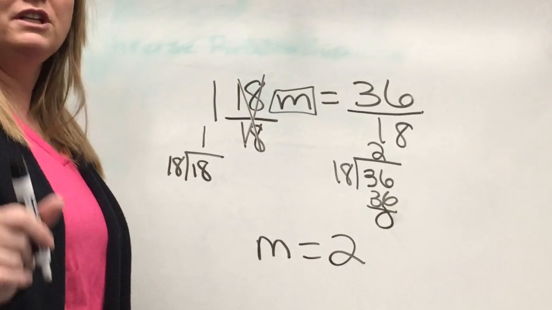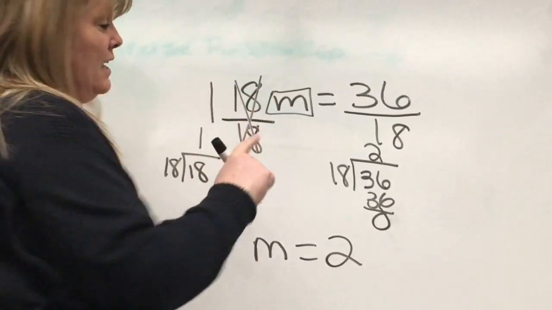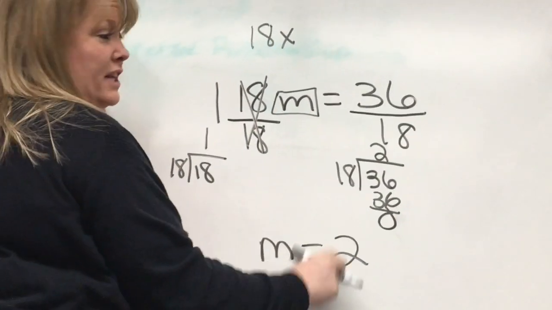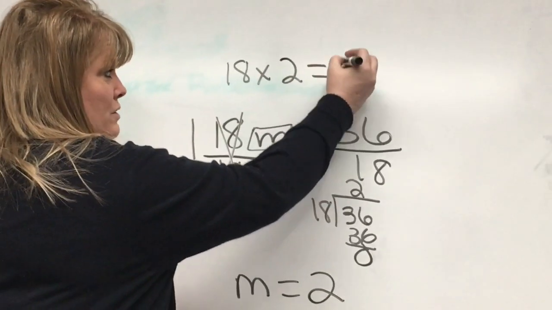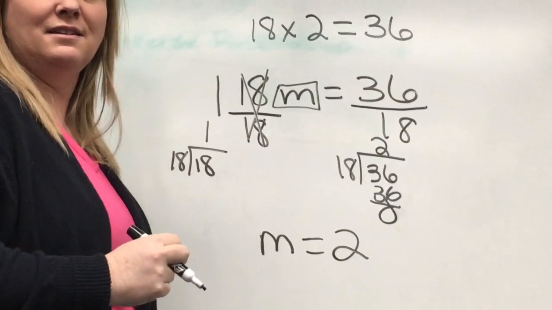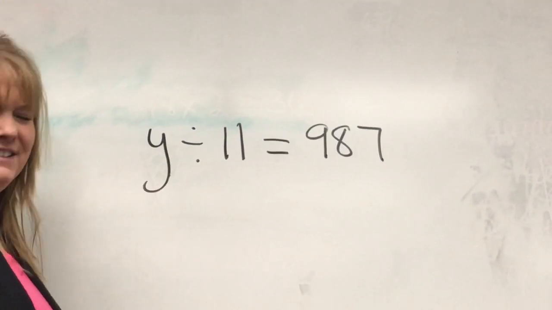Now, if I wanted to double check that I was right, I could take my equation 18 times m, which I know now is 2, equals 36. 18 times 2 is 36. Great work, guys. All right, let's move on to a third equation.